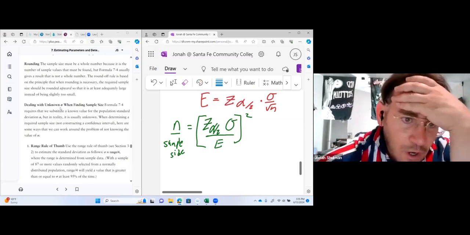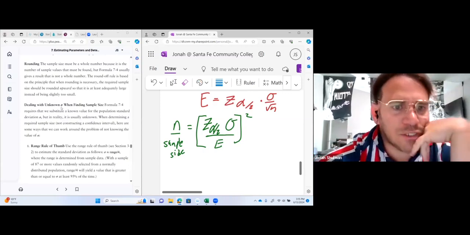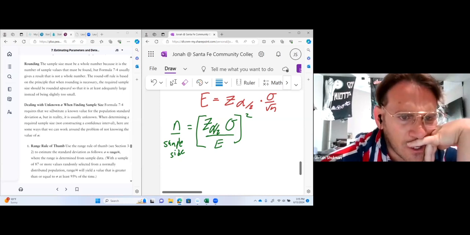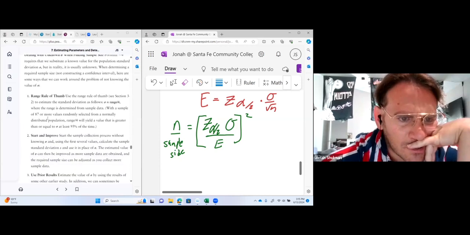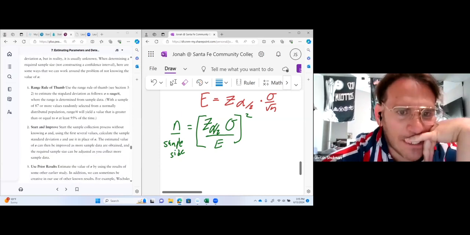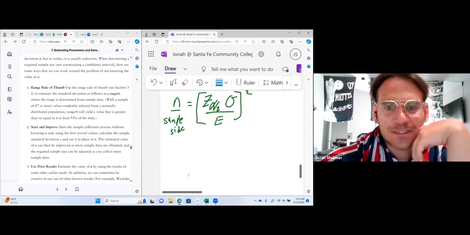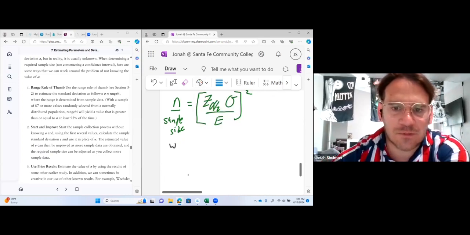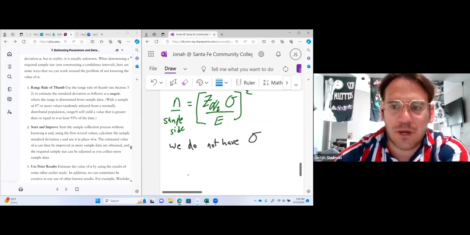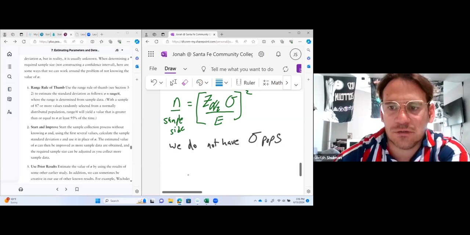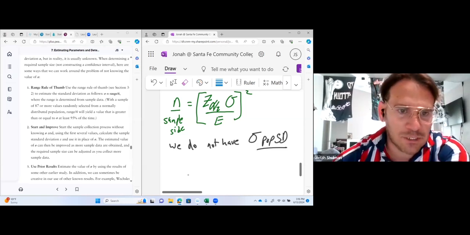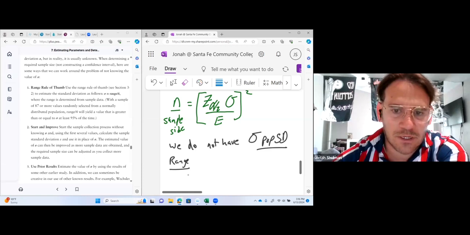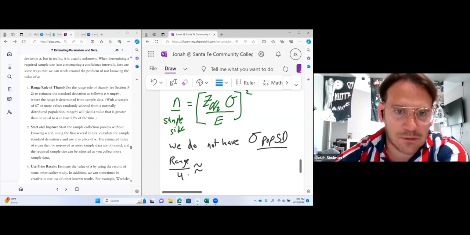So, dealing with an unknown population standard deviation when finding the sample size, we substitute a known value for the population standard deviation when it's unknown. We can use the range rule of thumb, which I hate. Sometimes we just don't have the population standard deviation, so we can take the range and divide it by 4. I hate this way to get it.